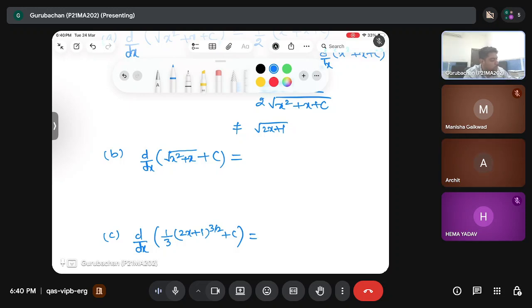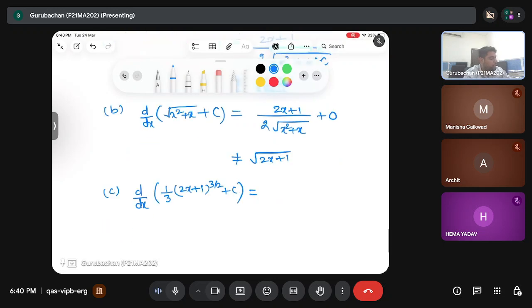Okay, so this will be 2 times of under root x square plus x, and the differentiation of x square plus x is 2x plus 1 plus 0. This is again not equal to under root 2x plus 1. Now quickly done with this third one.